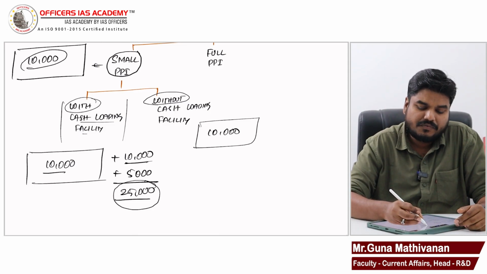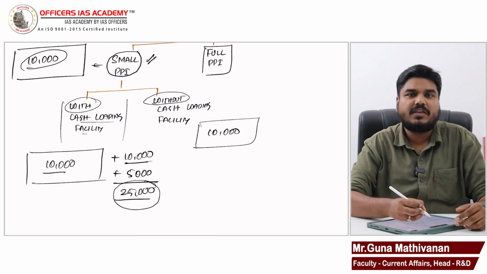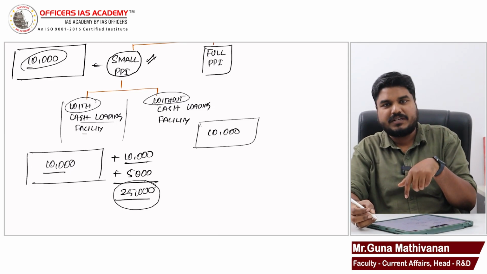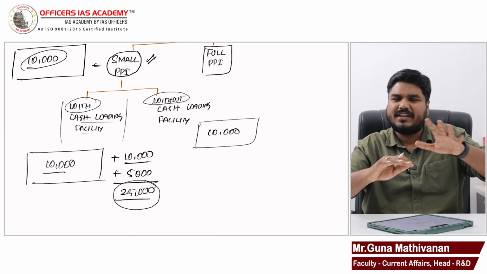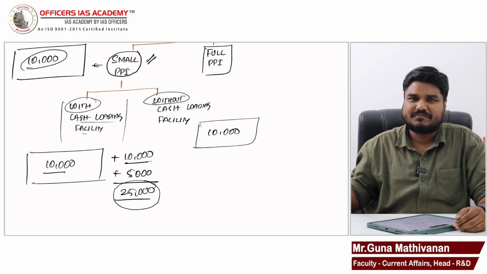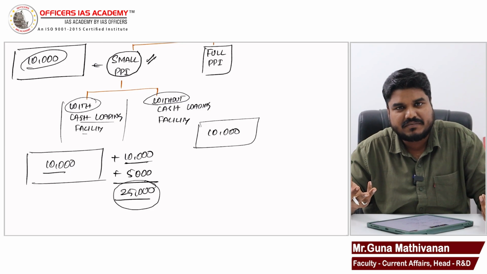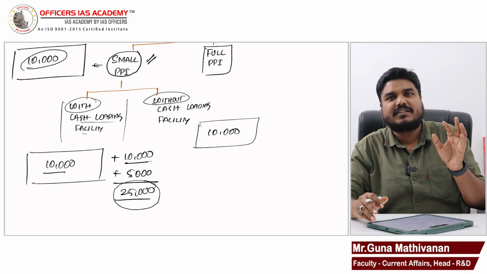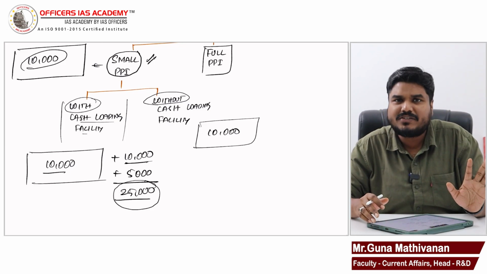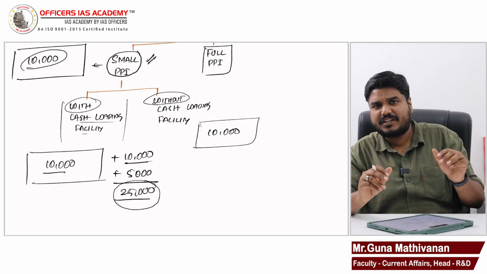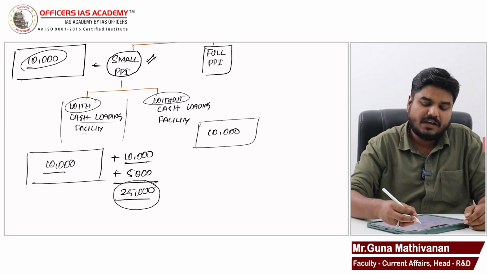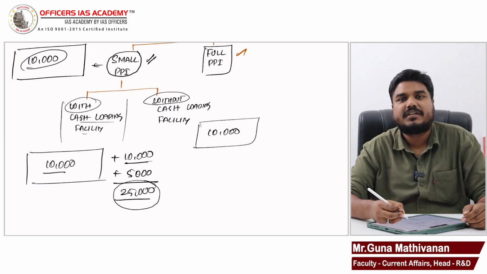Now coming to full PPI. See, in small PPI, if you want to buy the small prepaid instrument, you need not give any information. See, I go to Metro Rail, I give 1,000 rupees, I get a card. Are they asking for any information from us? At the max, certain wallets can ask for our phone number, that's all. Information is not required.